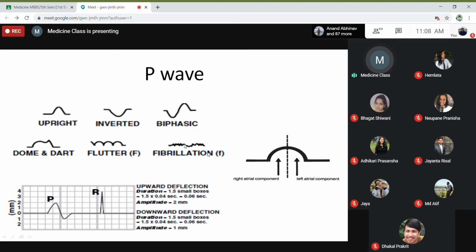But there may be fibrillatory waves or flutter waves. This is found in atrial flutter, and this one is in atrial fibrillation. So as I told you, the first half is considered as a right atrial component, and the second half as a left atrial component.